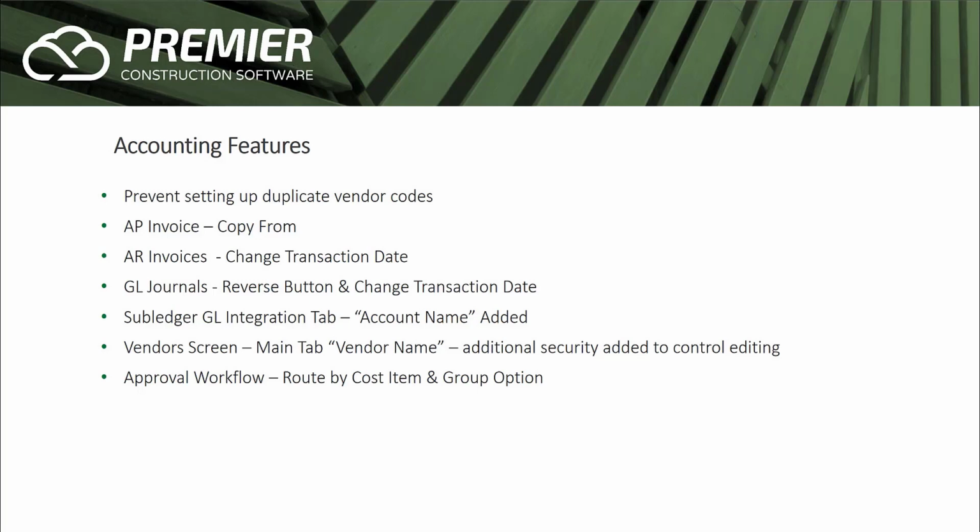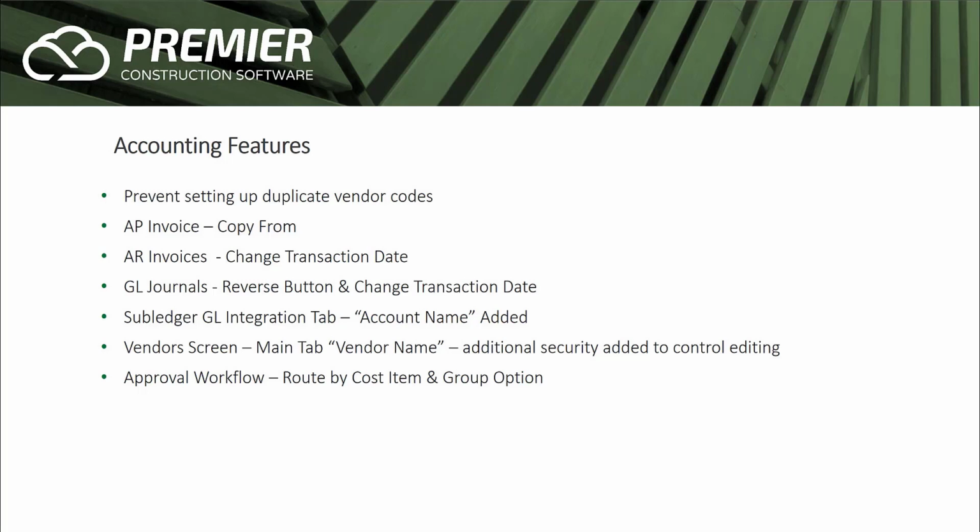Number four, in posted general journal entries, we added a reverse button and also the ability to change the transaction date. Number five, in all of the subledgers, there's a GL integration tab. We now added the account name so you can easily reference the GL code. Number six, in the vendors screen on the main tab, there is the vendor name. We've now added extra role security to control who can edit that vendor name.